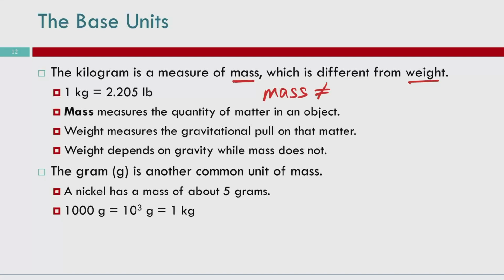So mass is not the same as weight. However, we can convert between the two. We're making an assumption when we do that. So mass measures the quantity of matter, how much stuff is in an object. Would be a real crude way of putting it. How many particles are in a thing? Like, what's the total combined amount of matter that's in there?